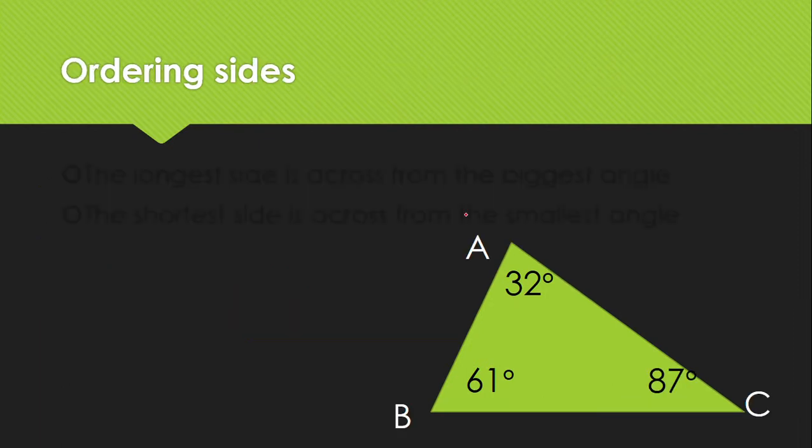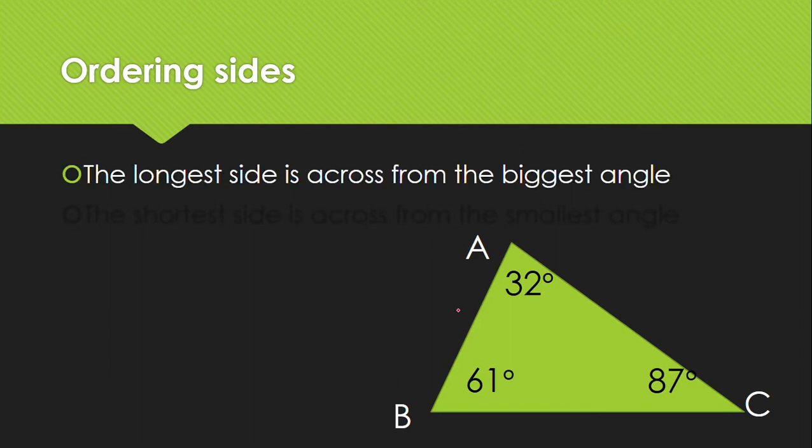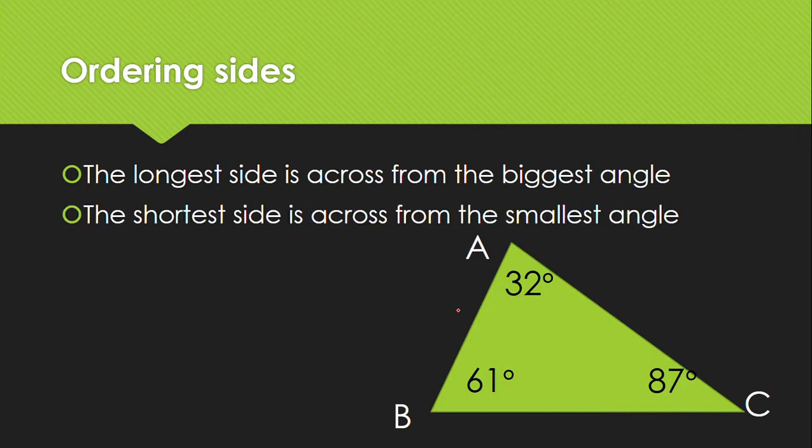So another thing we can do in triangles is if we're given the angles, like in this picture, we can put the sides in order from smallest to biggest, or biggest to smallest, whatever they ask for. And here's how we can do that. The longest side in the triangle is always going to be across from the biggest angle. And the shortest side is always going to be across from the smallest angle. So let's see how that works.